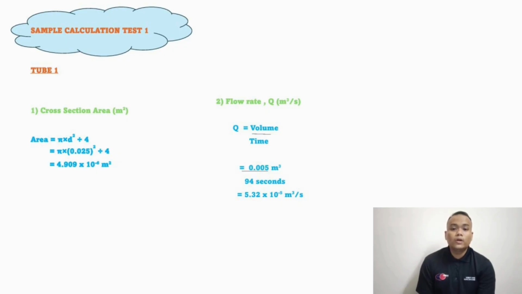Next, we calculate the flow rate, Q. The formula for flow rate is volume over time. The volume we use is 0.005 m³ and the time is 94 seconds. So we divide and we get the flow rate is 5.32 × 10⁻⁵ m³/s. This is the value for flow rate.